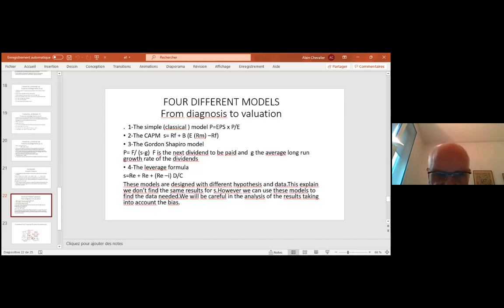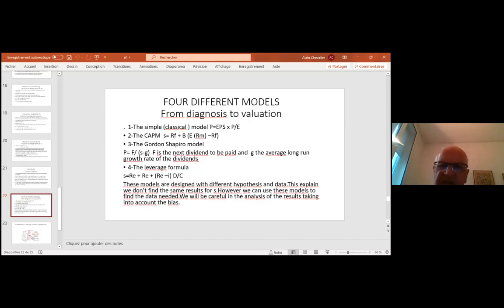You know that perfectly. Now we have a Gordon-Shapiro model we just met, with P is equal to D, excuse me, not F. It means the next dividend divided by S minus G. And we have also the leverage formula. We went through it and we demonstrated it. But never forget, remember, never forget.